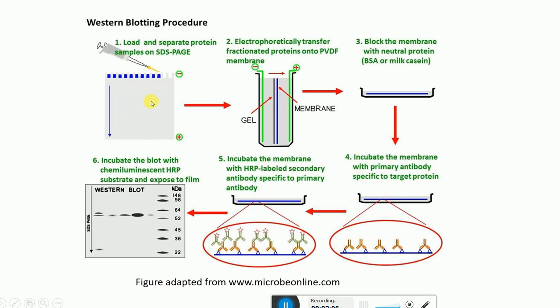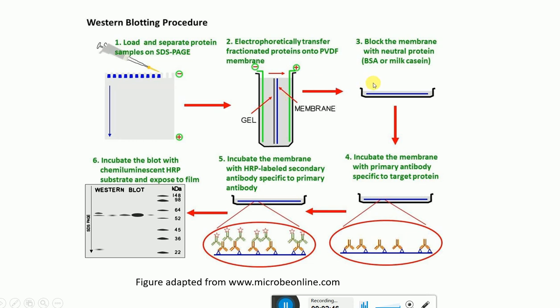So we did that. And after we have loaded the gel, we apply the power supply, and the proteins will migrate from the negative to the positive charge based on their size, and the proteins will be fractionated onto the gel. So now we have different proteins fractionated onto the gel based on their molecular weight. Then we will transfer these fractionated proteins from the gel to the membrane, right? So now the fractionated proteins from the gel are transferred to the membrane.